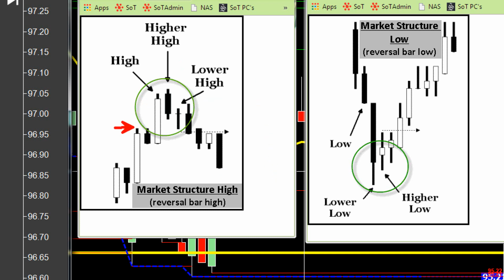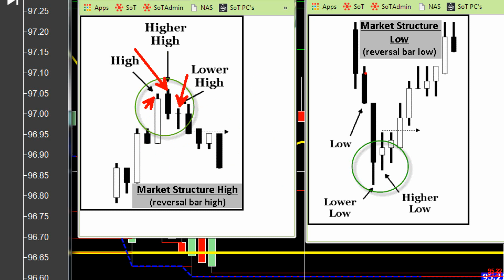A lot of the times you see something like this, where you come up, make a new high, and then you make an equal high, right? And then the next candle may do whatever it wants. But that's not really a market structure high. We need, first of all, a higher high, and then a lower high.